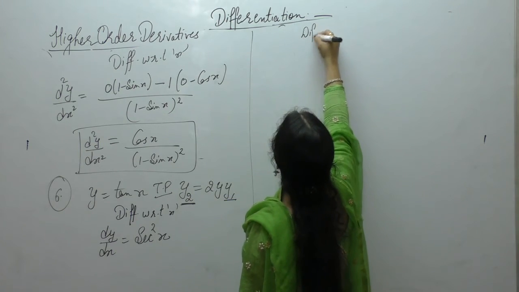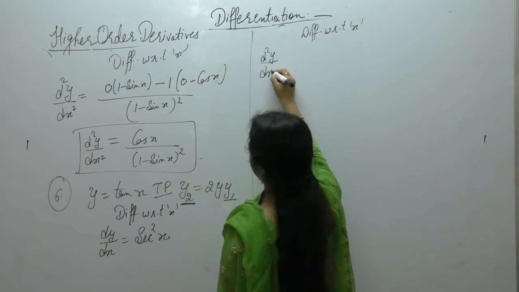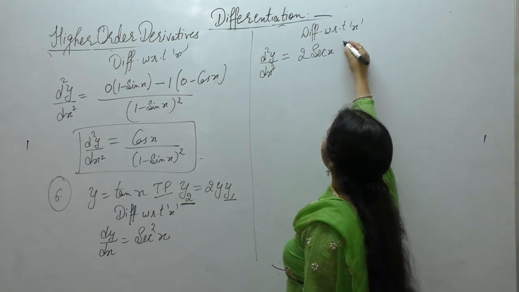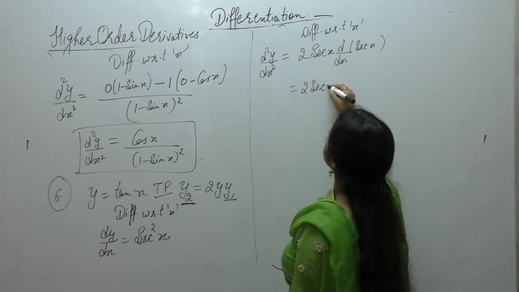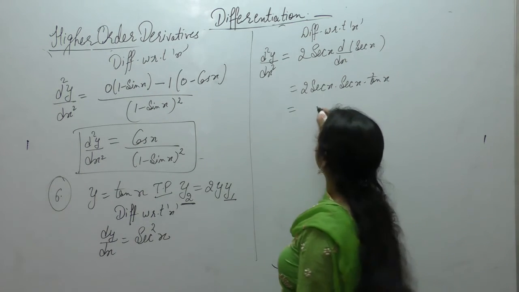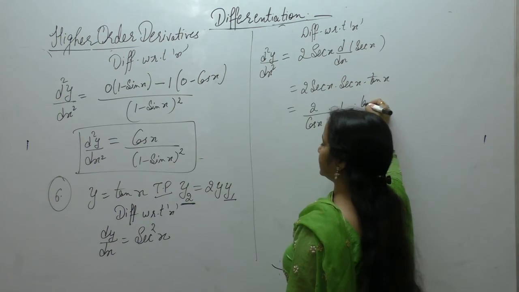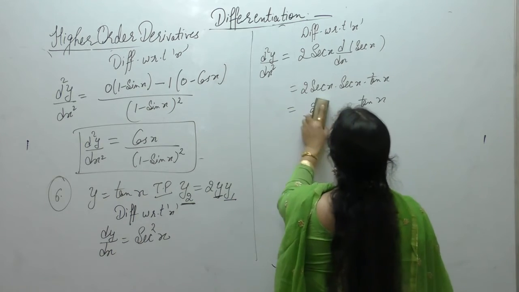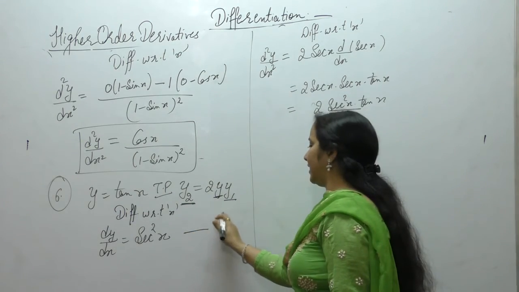Now again differentiate with respect to x. d square y upon dx square is the derivative of sec square x, which is 2 sec x times the derivative of sec x. The derivative of sec x is sec x tan x. Clear? 2 sec x is 1 upon cos x, so we get 1 upon cos x times tan x. Here we want y into 2 times y1, so we can write it as 2 sec square x. Sec square x is the value of y1.